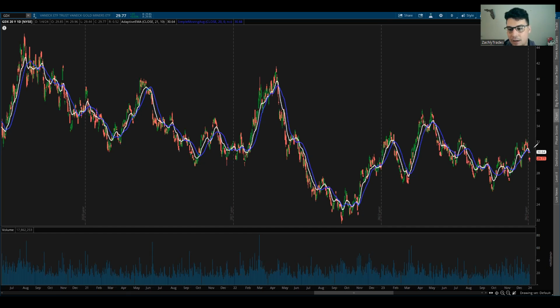And if you take a look right now, the white line is trying to cross through the blue line here. So, that's something that you want to be cautious of, you want to pay attention to, because it could turn into a downtrend such as this, or such as this, right? And we don't want that to happen, right? But that's something that you want to prepare yourself for. If this completes the cross, it's very possible we could see GDX go into a downtrend, right? So you want to be aware of that.